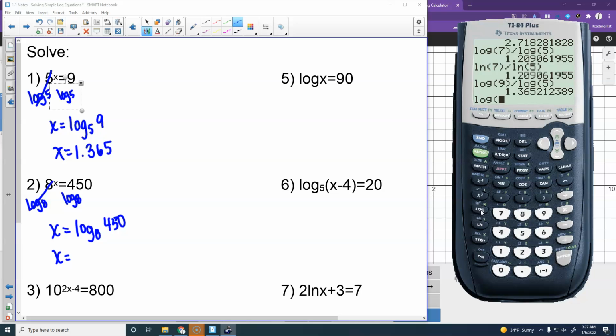Other way around. The big number goes on top. Log 450 over log 8. Sometimes it's hard to remember that, but I always think that the base has to be on the bottom. So we get 2.934 or 938 if we round to 3 places there, or keep more, that's fine.